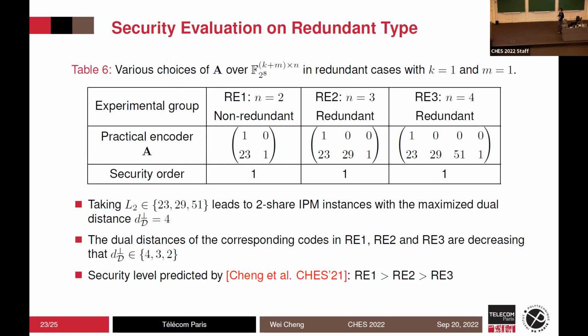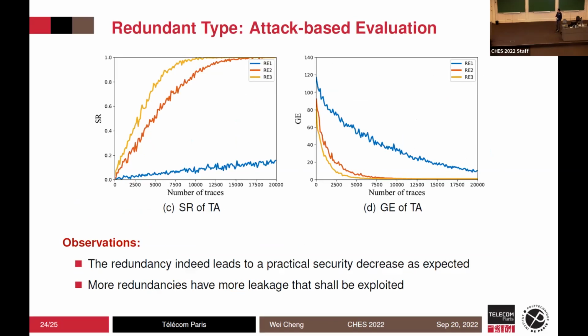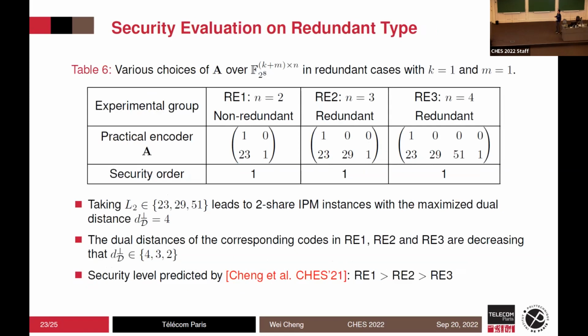The interesting thing is that in the TCHES 21 paper, they establish the connection between the dual distance and side-channel resistance. Basically, for these 3 parameters, they could have dual distance equal to 4 in the two-share mask. But in fact, if we combine them in a redundant type, the dual distance can only decrease. As in the previous one, we could predict the security level from IE2, IE1 to IE2 to IE3. And here is the evaluation. We could find that, basically here is the IPM, it's IPM 23 as before.